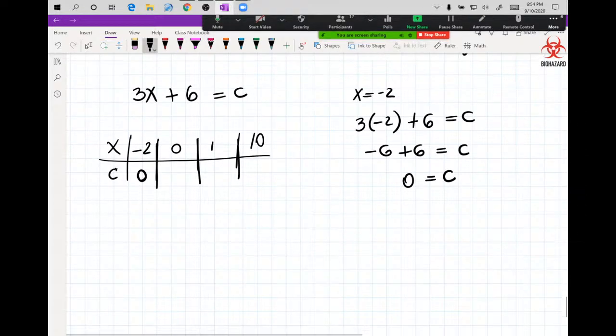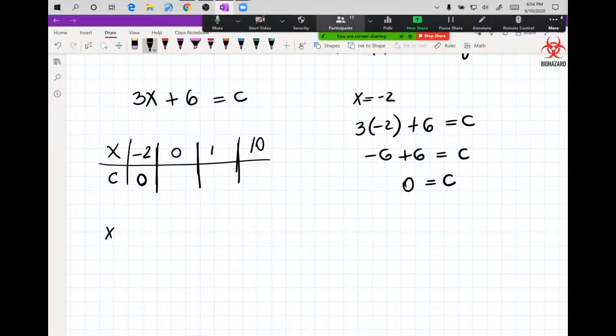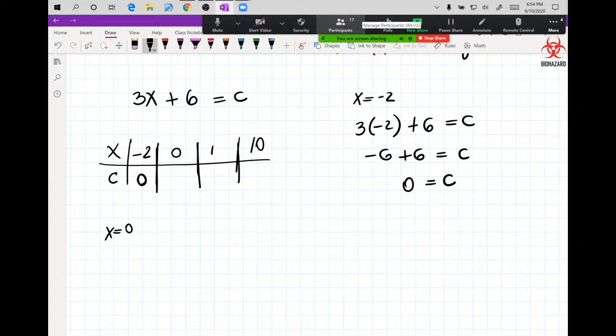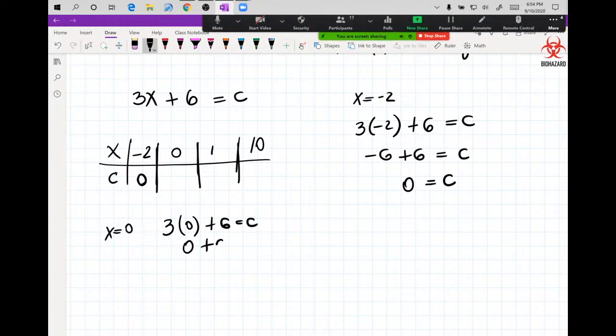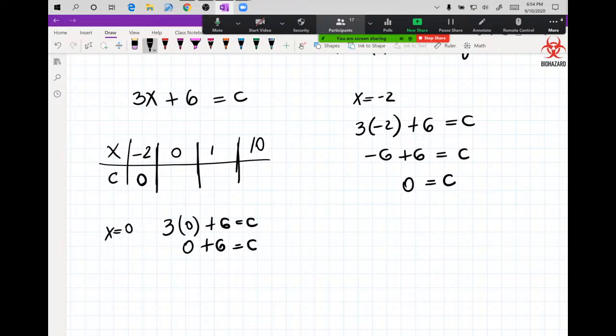How about if I plug in 0? What do I get if x is equal to 0? What should I write? 3 times, what's x? 0 plus 6 equals c. How much is 3 times 0? Plus 6 equals c. So how much is c? 6.